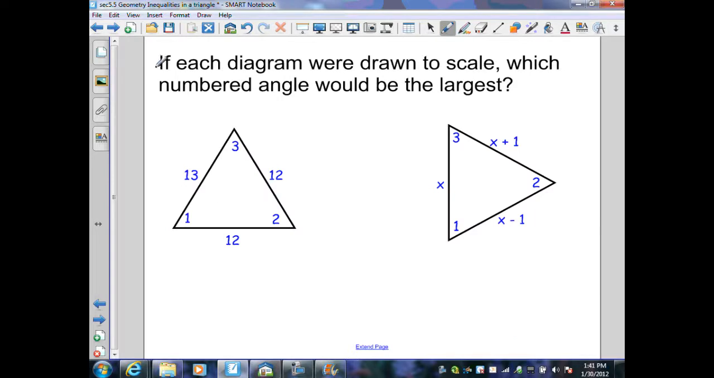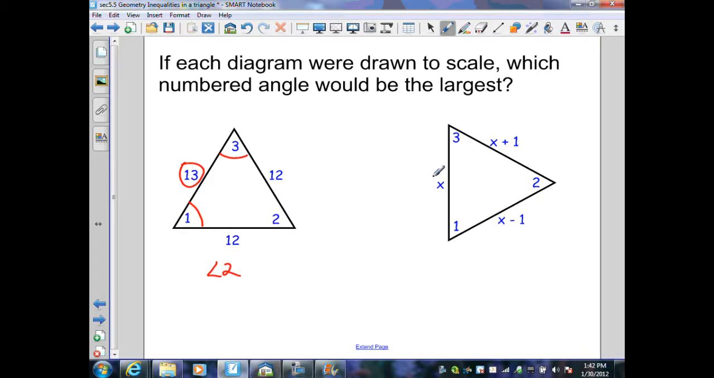On this slide, we're asked if each diagram were drawn to scale, which numbered angle would be the largest? Remember, by the angle inequality theorem, the largest angle is opposite the longest side. Here, I'm given an isosceles triangle. Therefore, I know that angle 1 and 3 are congruent based on the isosceles triangle theorem. If two segments of a triangle are congruent, then the angles opposite them are also congruent. But on this triangle, 13 is my longest segment of the triangle. Therefore, the largest angle of the triangle is opposite that segment. Therefore, the largest angle is angle 2.